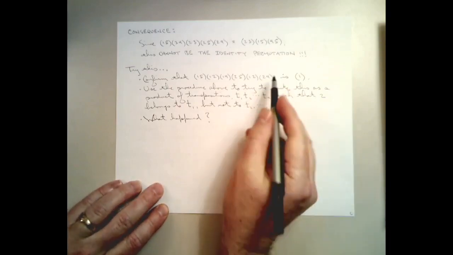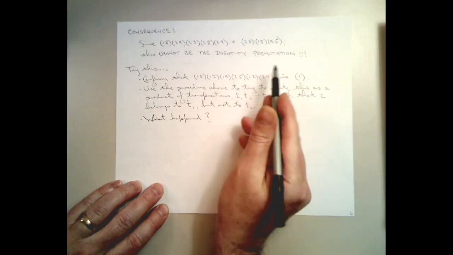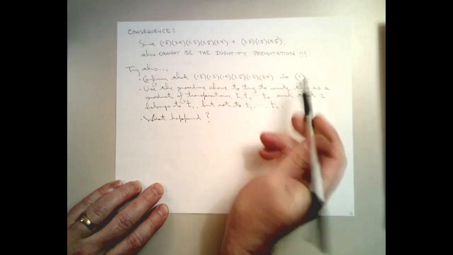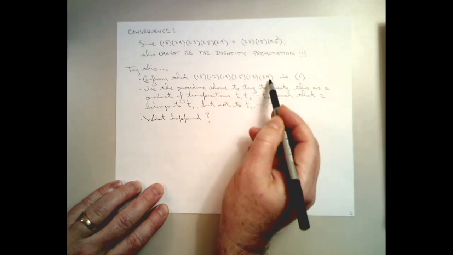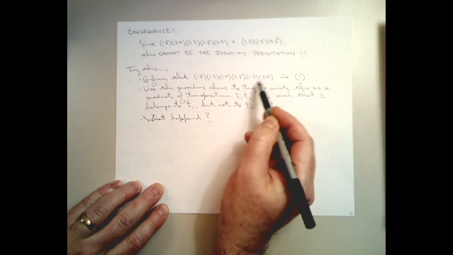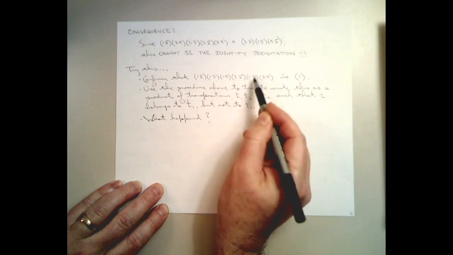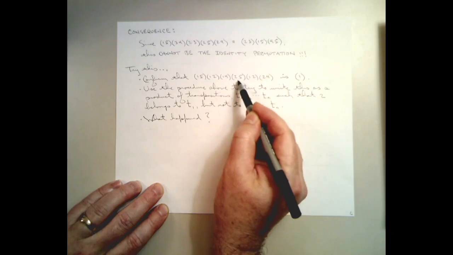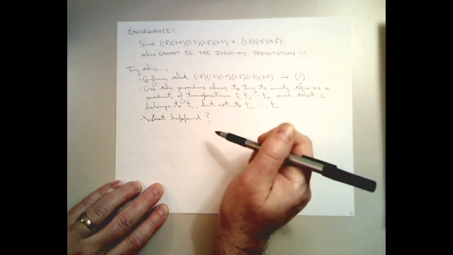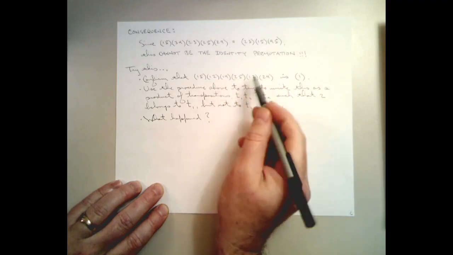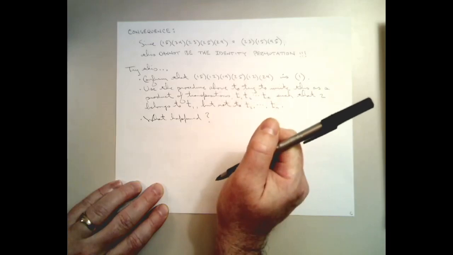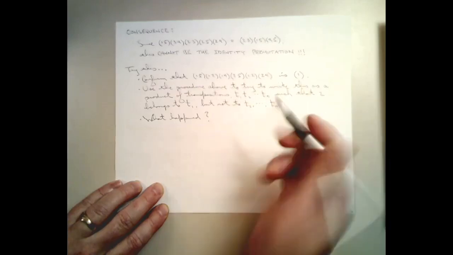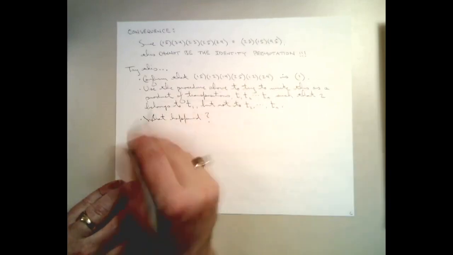You weren't able to do it because by the time you got to some position in here, the transposition that had the 2 in it, as it bubbled down, was next to itself. And so, well, let's just do it.